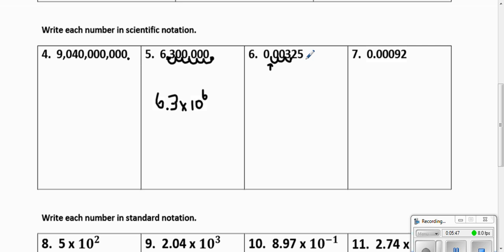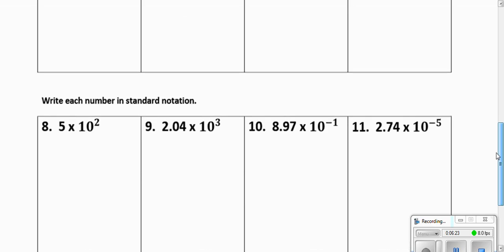If you go to the end of the number, which a lot of people make that mistake, you made 325. So you don't want to do that. You stop where the number you create is between 1 and 10, and that's 3.25. And it's times 10. Remember, this is a small number, so it is going to be a negative exponent, definitely. How many times did you move? 1, 2, 3. It's negative 3. And you can do number 4 and number 7 on your own.